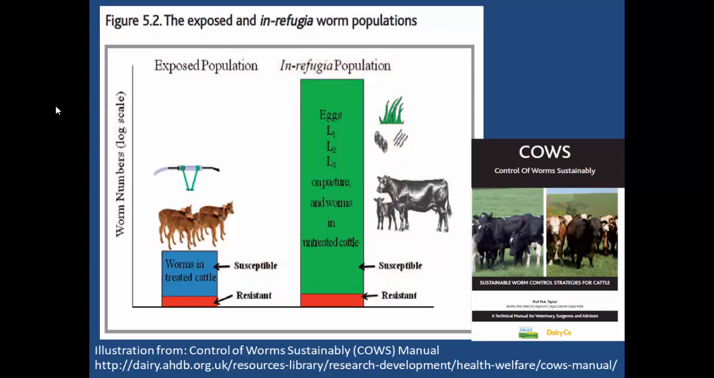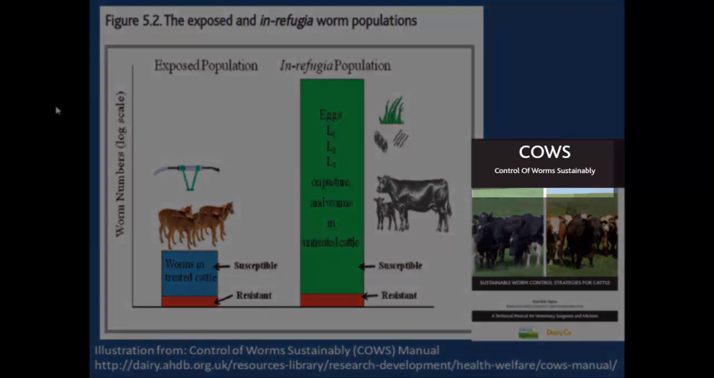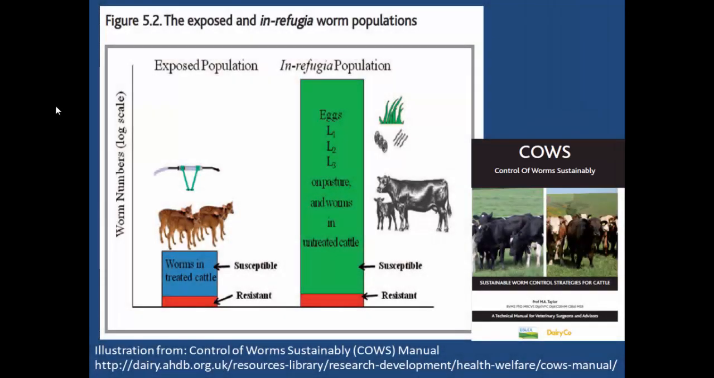On this illustration, taken from a recent manual entitled Control of Worms Sustainably, we can see that when we use a drug for the first time, ideally selecting those animals that are more heavily parasitized, which may only be like 20% of the entire herd, there may be already a few resistant parasites, which are represented here with a red line. At first, we will kill most of the parasites with the drug, and basically the next generation that will infest the animal, which is represented here with a green color, will also be susceptible to the same drug.